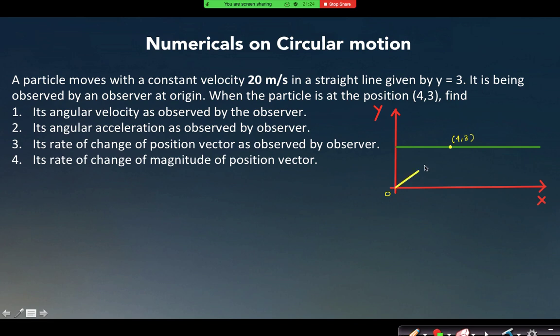So that is a position vector. It is asking about the change of the angle of the position vector, right? You can see that this is the position vector, and this is the angle theta. This is the angle theta that is continuously changing, right?